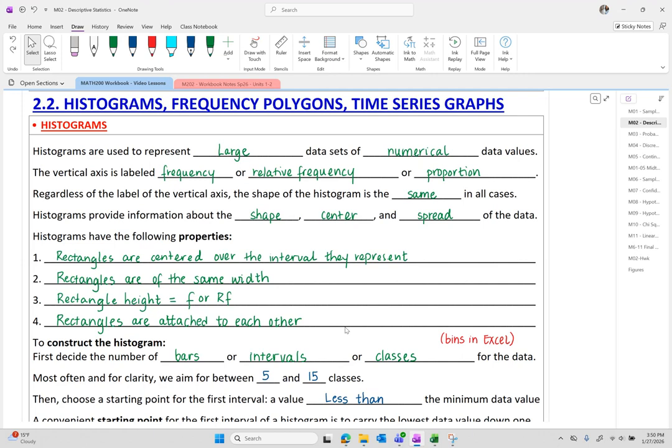So histograms have the following properties. The rectangles are centered over the interval they represent or the value they represent. The rectangles have the same width. Their height is equal to the frequency or the relative frequency for this particular data value or set of data values, and they are attached to each other.